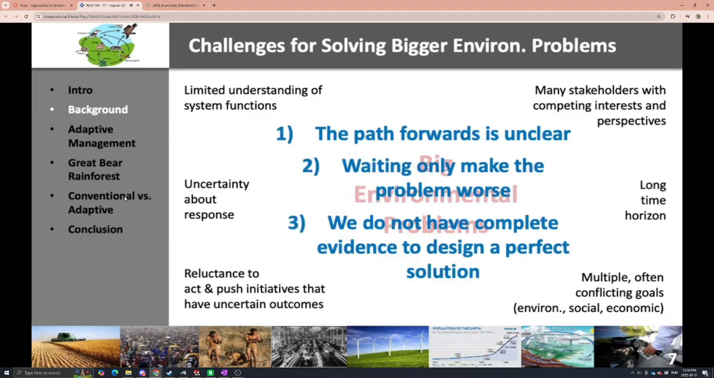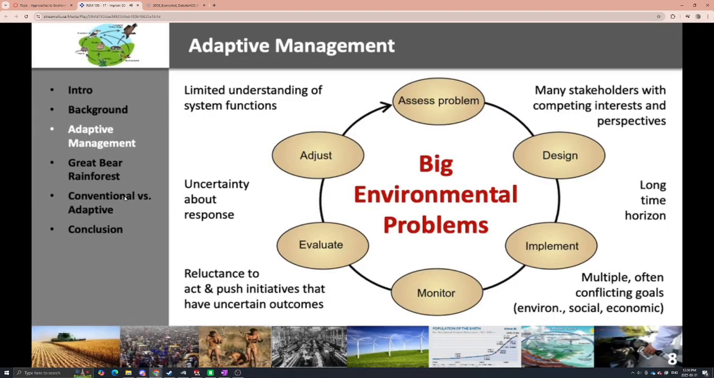issues. So, what do you do in a situation where the path forward is unclear? Waiting only makes the problem worse, but you don't have the necessary evidence to design the perfect solution. For these types of environmental challenges, adaptive management has been proposed as a useful approach for moving towards a solution in meaningful ways. Adaptive management is a structured, iterative decision-making process that explicitly acknowledges uncertainty and continuously works on improving conditions and reducing uncertainty at the same time.